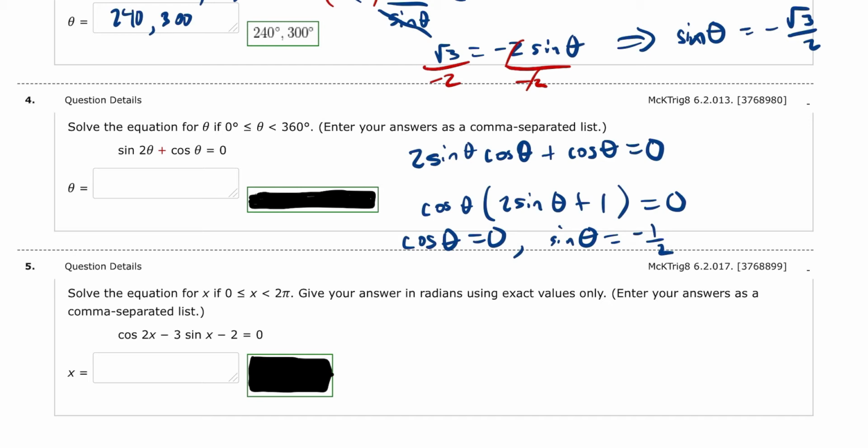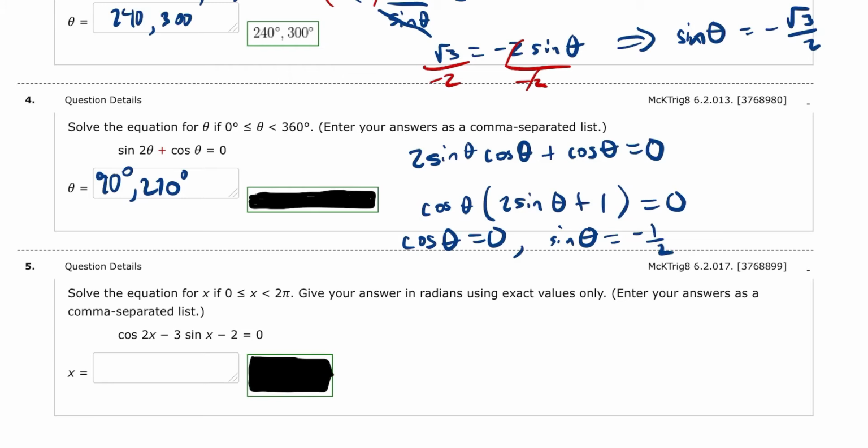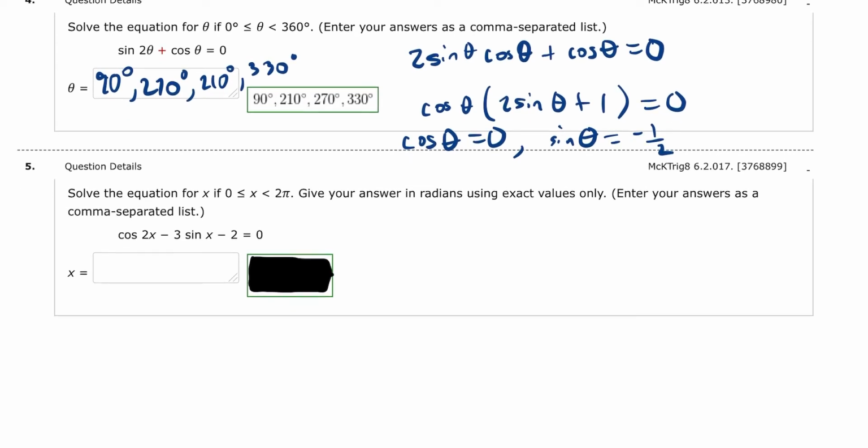And so the answers are going to be cosine is equal to 0 at 90 degrees and 270. And sine is equal to negative a half at, what is it, 210, I believe? Yeah, 210 and 330. All right, there it is.